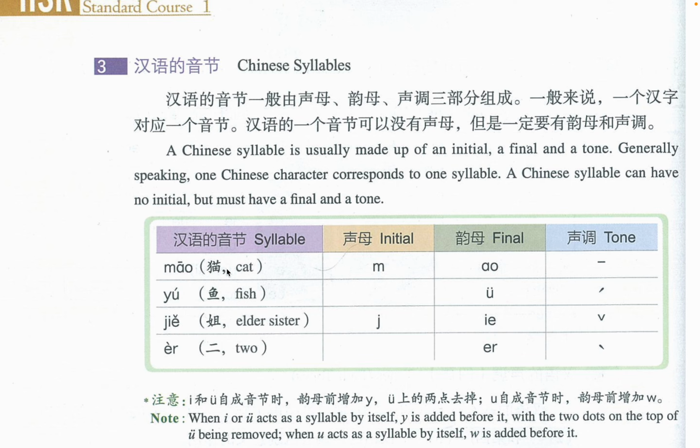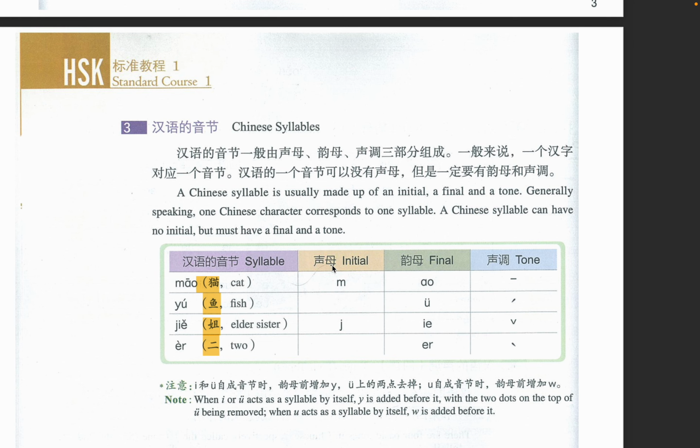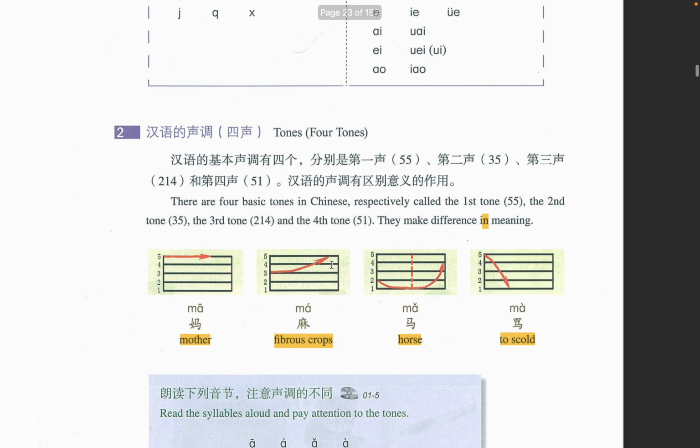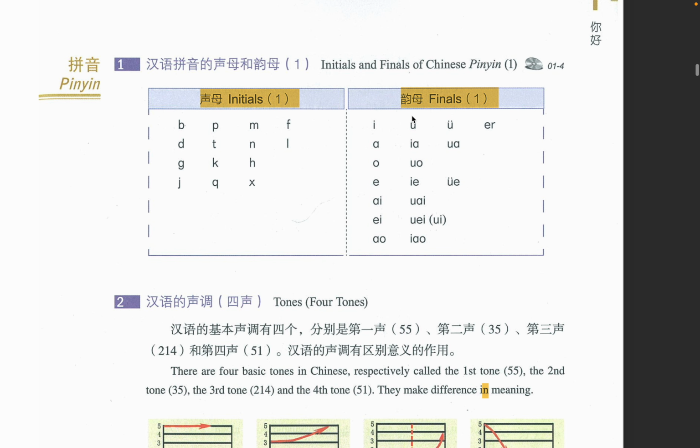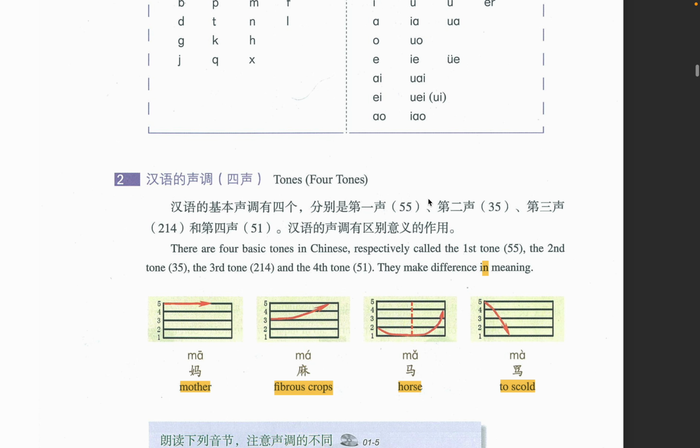If you look at it, Mao, one Chinese character, one syllable. We have Yu, one Chinese character is one syllable. We have Jie, one Chinese character is one syllable. We also have another Chinese character, and it's just one syllable also. Now, as you can see above, we introduced the initials and the finals. Say initials are like consonants and finals are like vowels.